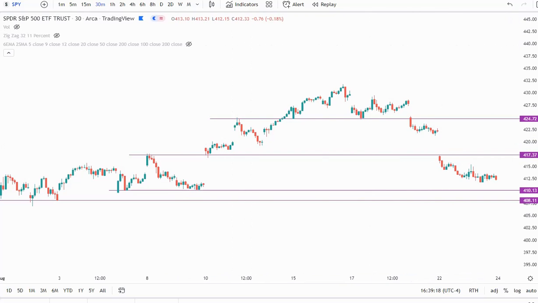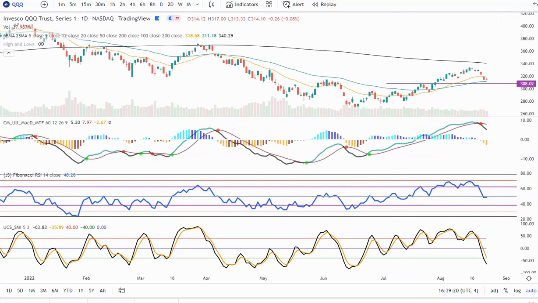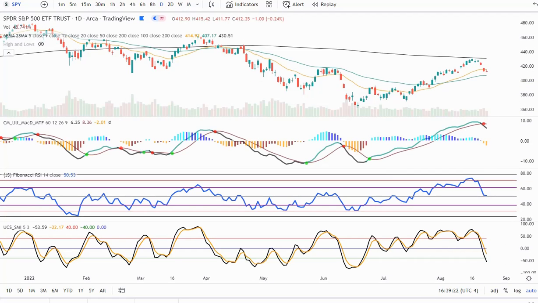If we look at the daily time frame, just to see the bigger picture, like QQQ, it is also trapped between the daily 20 and 50 EMA. It did touch the daily 50 and then backed off. So we want to see it reclaim the daily 20 soon. The RSI is at the 50 level, so this was a previous area of resistance.